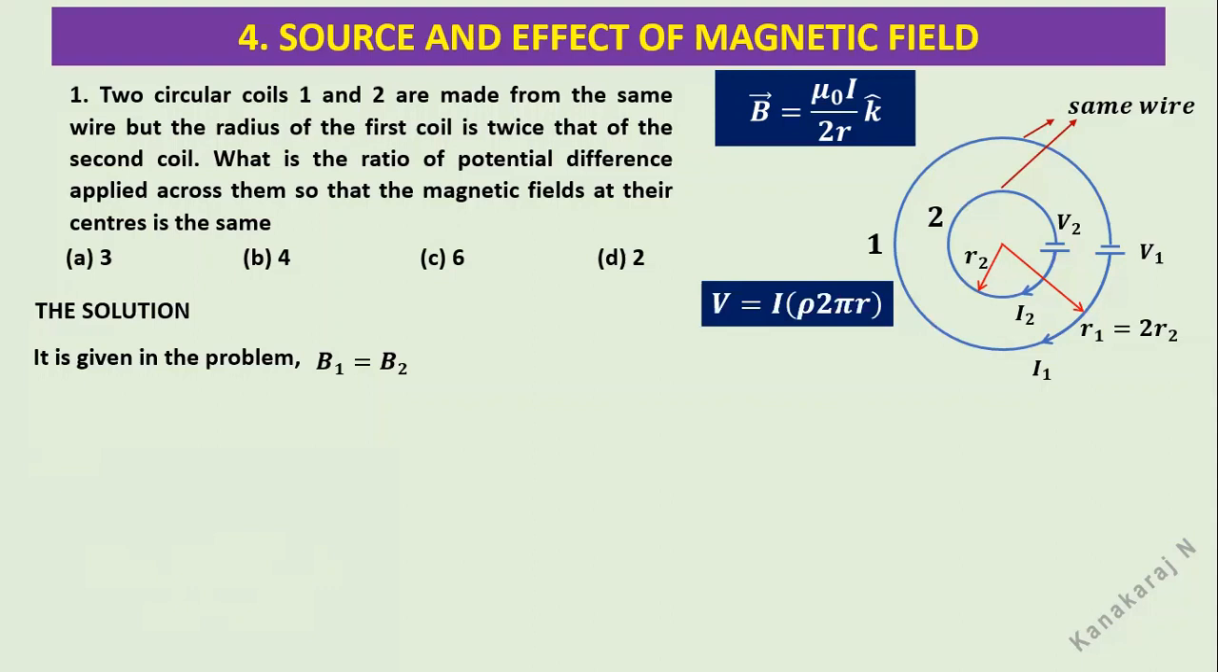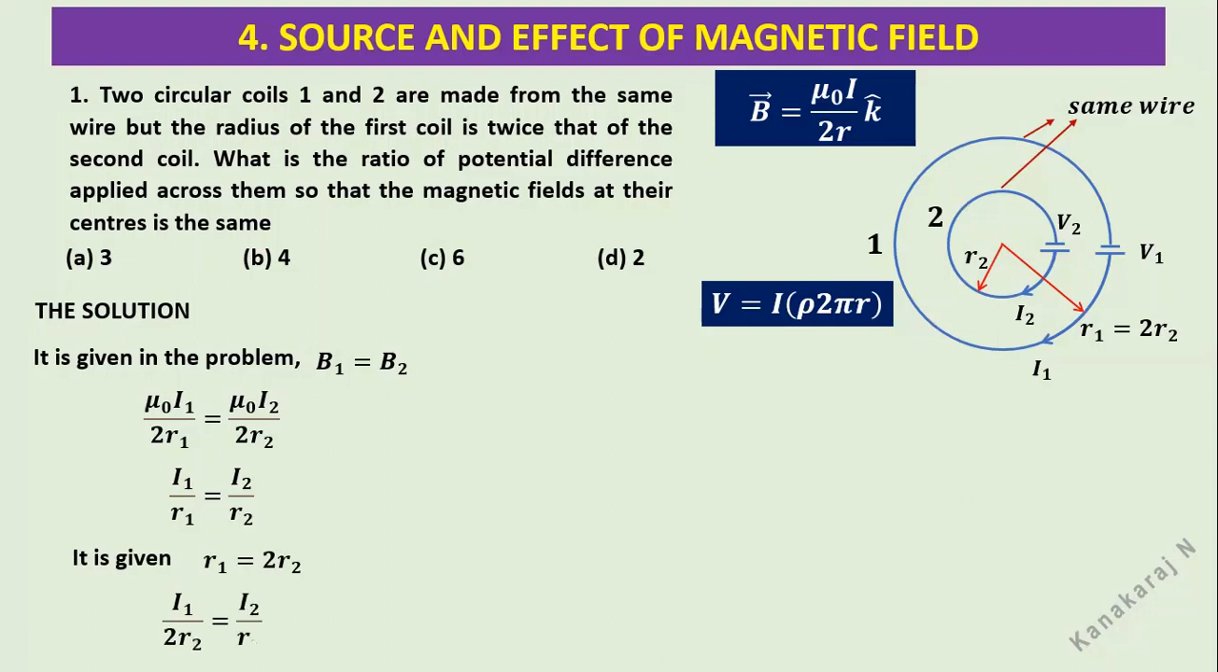Okay, so we have the formula B equals mu naught I by 2R. Here I am taking for B1, mu naught I1 by 2R1 equals mu naught I2 by 2R2. Mu naught and 2 get cancelled. I am getting I1 by R1 equals I2 by R2. But in the problem, it is very clearly given that R1 equals 2 times R2. Let us replace R1. So we get I1 by 2R2 equals I2 by R2. R2 cancels. We get a relation, I1 equals 2 times I2.